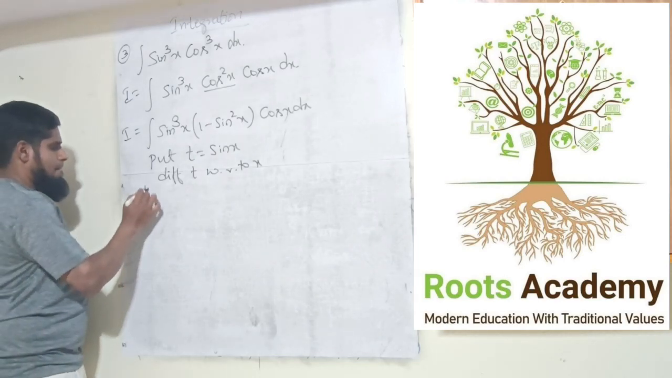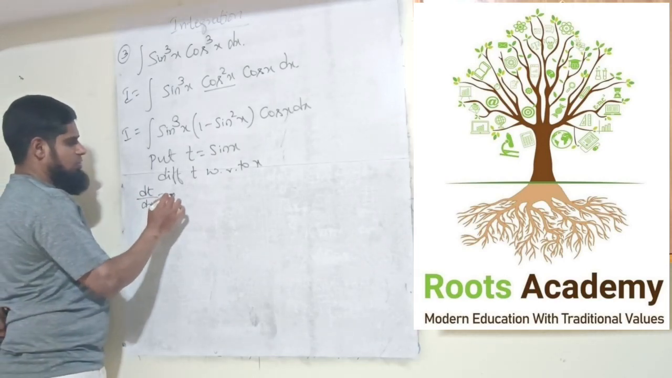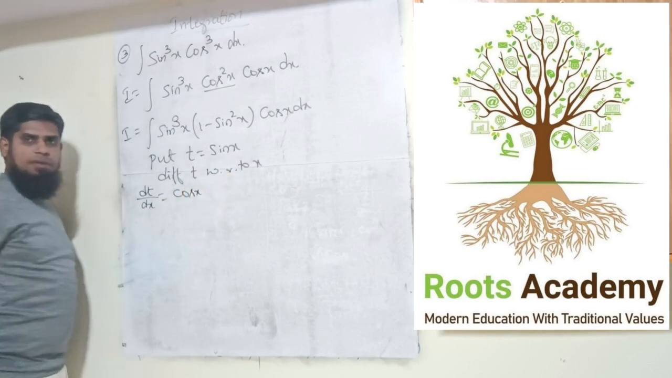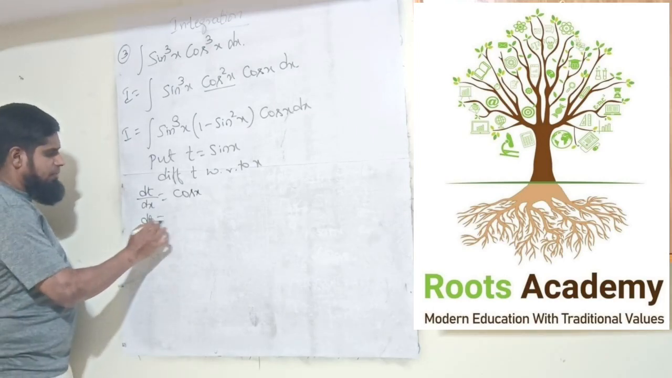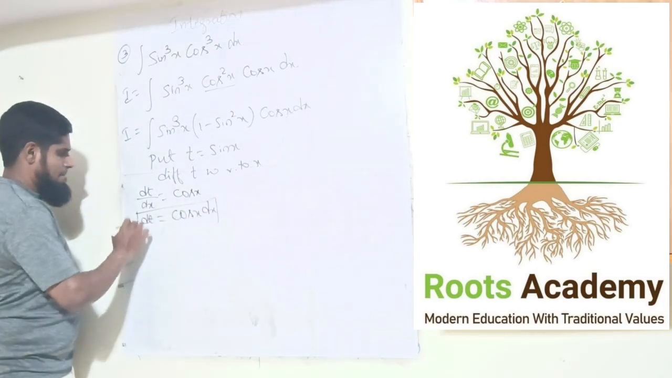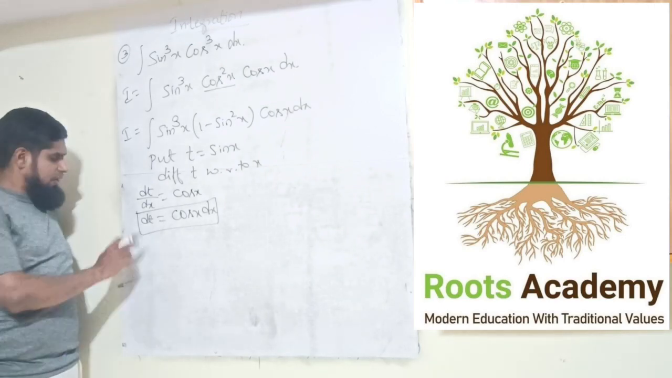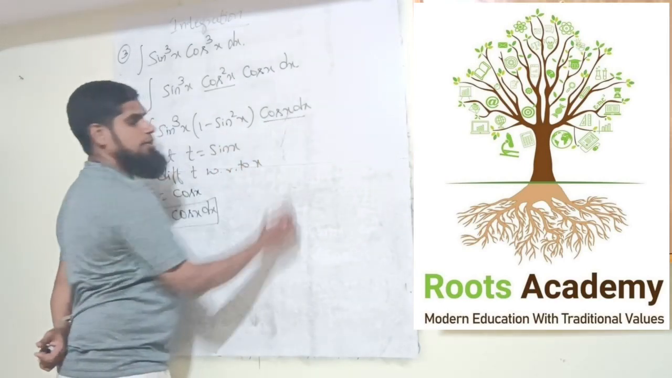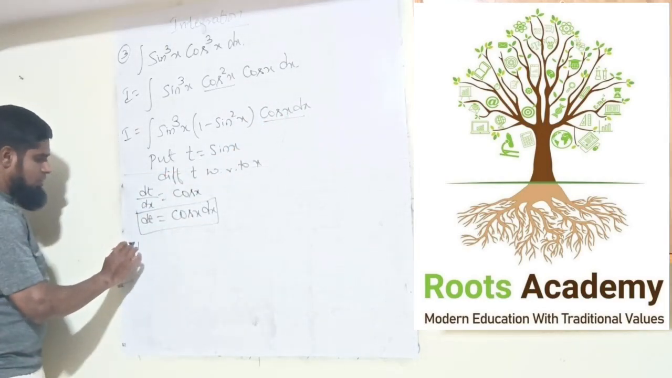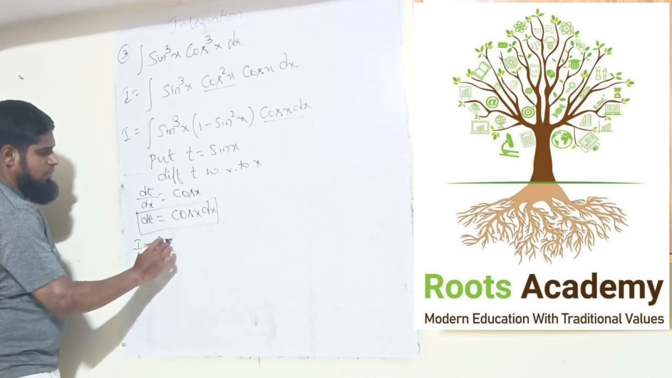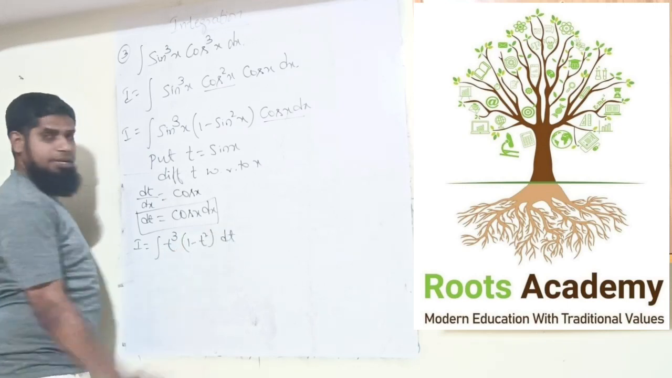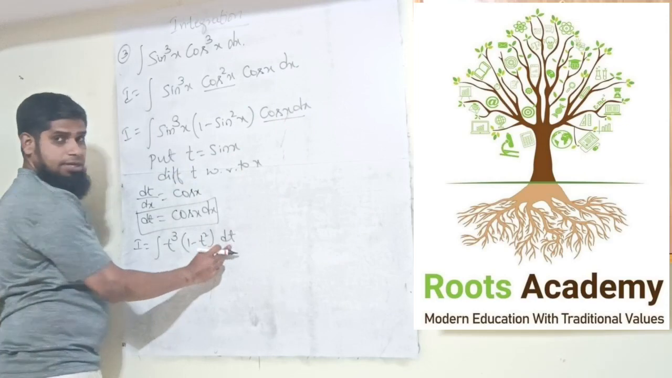So what do I get? dt by dx is equals to cos x. If I do the cross multiplication, then for me dt is cos x dx. So wherever cos x dx is there, I can write dt in my integral. So the integral becomes t cube into 1 minus t square dt, because cos x dx is dt.